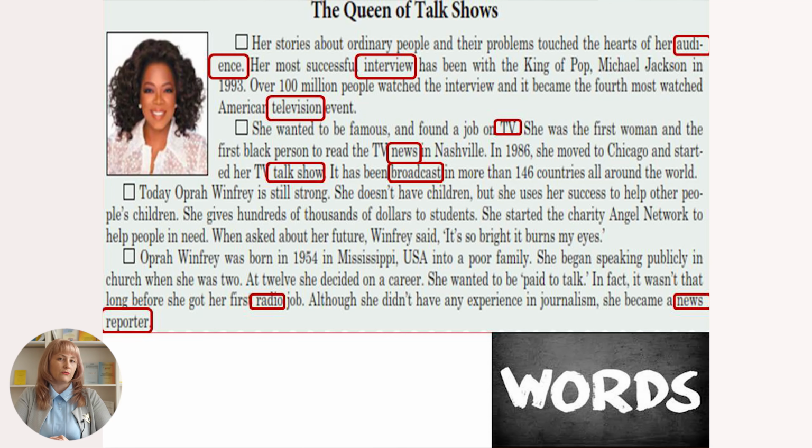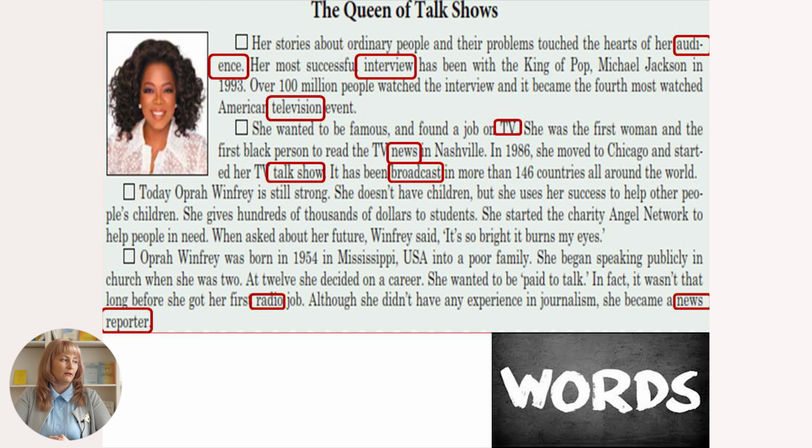Have you noticed that the paragraphs in this text are not in the right order? So we suggest that you arrange them so that we get a nice and meaningful text. Pause and mark the numbers. Ready? Let's check. Number 1. Oprah Winfrey was born in 1954 in Mississippi. Number 2. She wanted to be famous and found a job on TV.